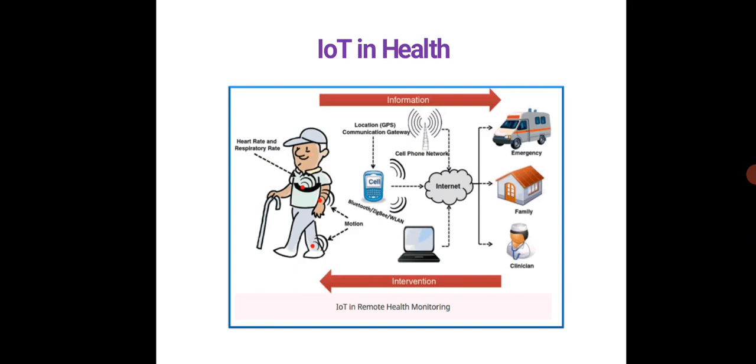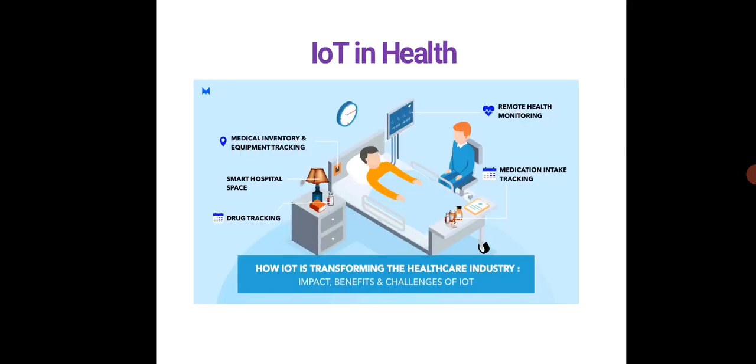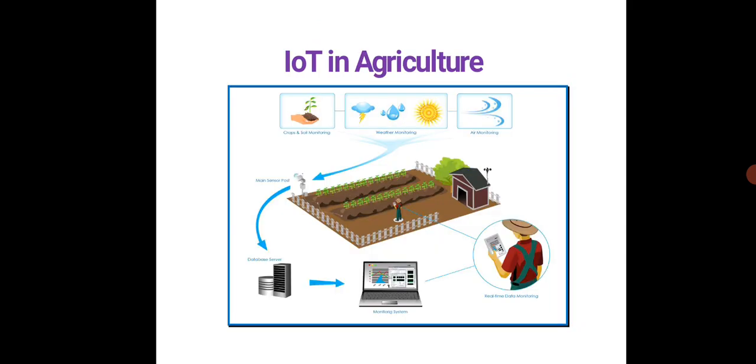Everything you could see here, all the devices are connected to the net, and the information is given right from the patient to the ambulance or the family or any clinical persons. At the other end, it is also the reverse case, where information can also be given to the patient. Here you can see how IoT is transforming the healthcare industry, with all the impact, benefits and challenges of IoT.